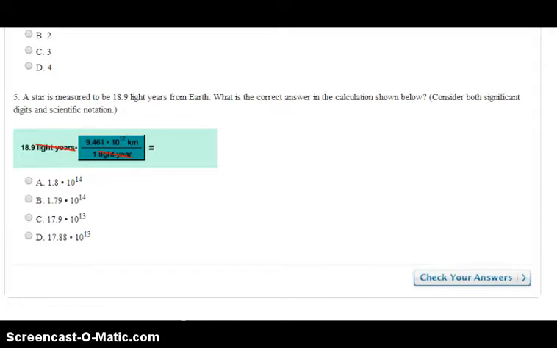This would be all of the information you should need in order to complete the Unit Conversions 2 Gizmo Student Exploration Sheet.